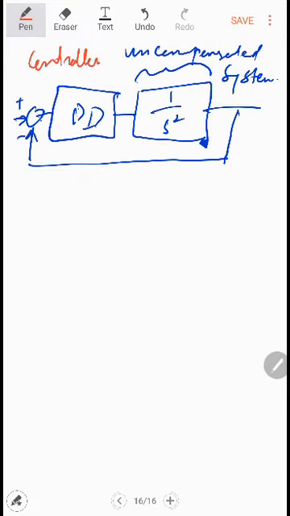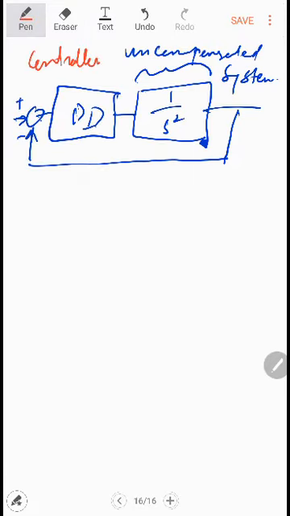Because in this case, when we have the two poles at the same location, that is called zeta equal to 1. And as zeta is decreasing, the poles will move toward the imaginary axis, like this one. So the poles will move toward the imaginary axis, and then the system will become a marginally stable system.